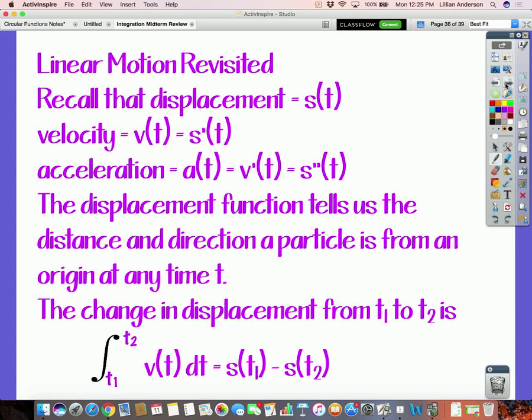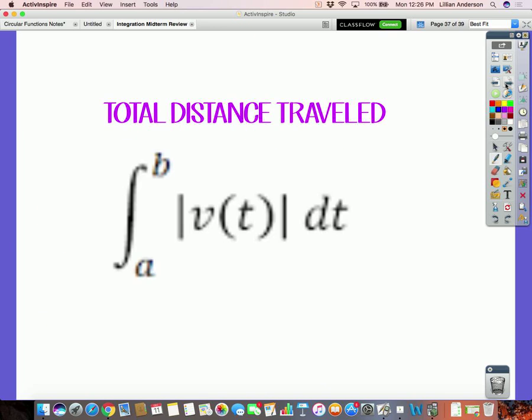Linear motion, this was the whole displacement, velocity, acceleration. But it still was worked out the same way. Whenever you took the antiderivative of velocity, you were finding your displacement. And then total distance traveled was another part of linear motion, which was the absolute value of velocity. This was something that we did not learn how to do by hand. So distance traveled is something that is definitely done in your calculator.